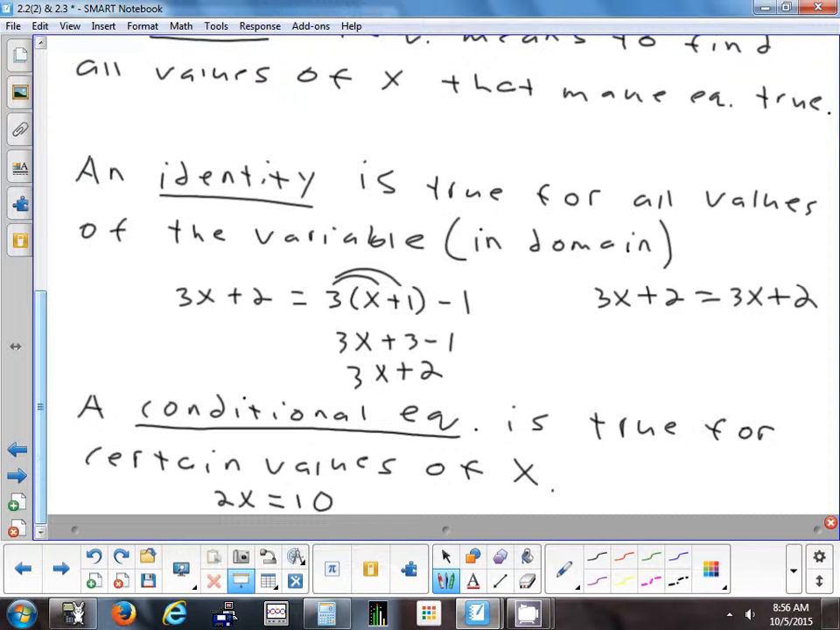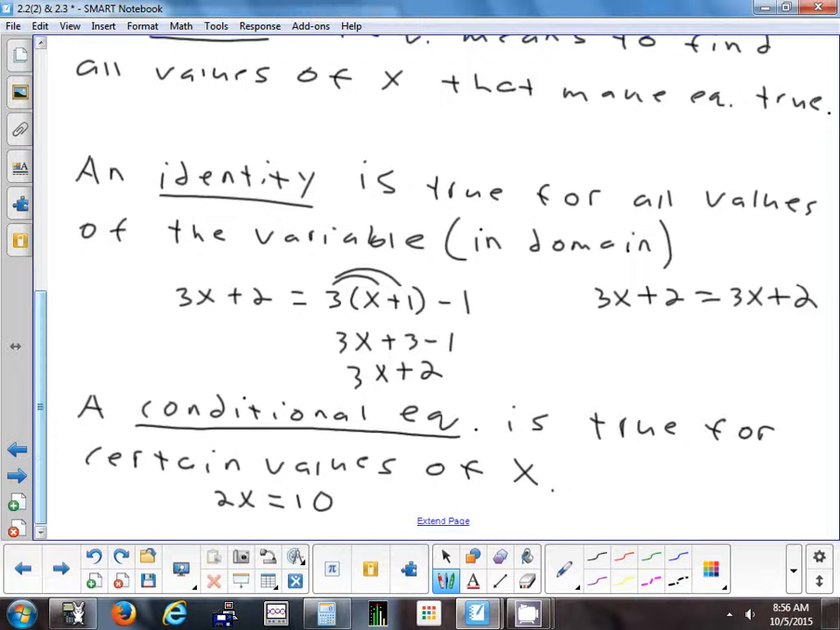All right, so an identity is an equation that's true for all values of a variable. A conditional equation is true for certain values. Here's a conditional equation, 2x equals 10. That equation is true if you pick the right number for x. In this particular case, what value would make this equation true? 5, yeah. 5, and is there any other number? No.